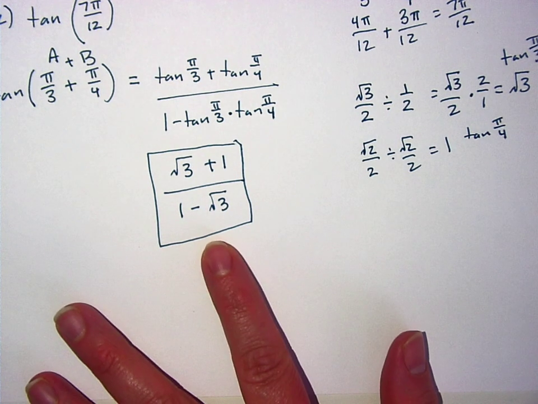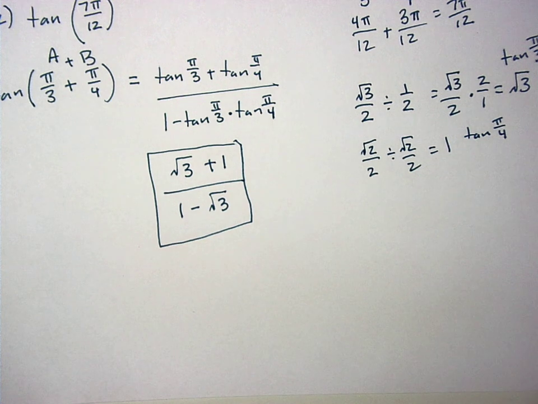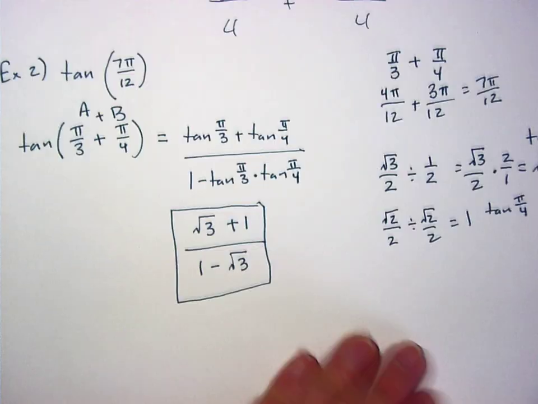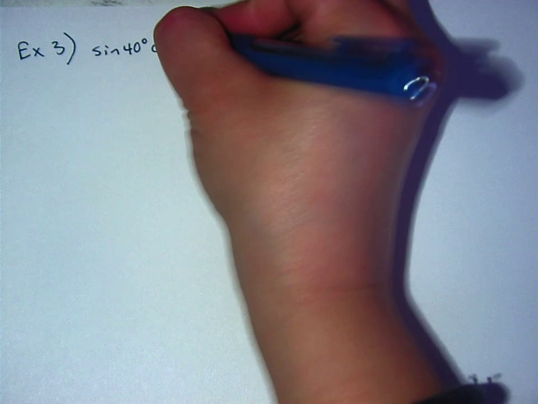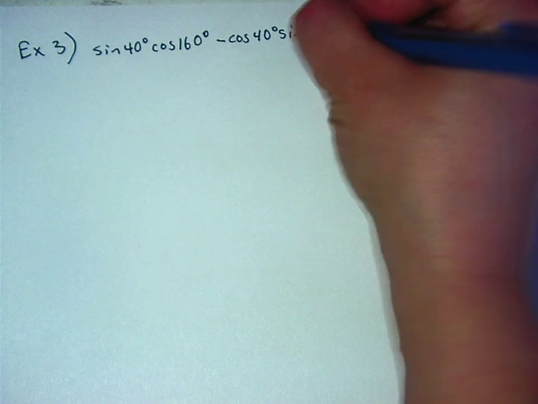So if you run into a problem like this in the book, I've actually rewritten all the answers in the book to reflect the poor math that I'm not going to do with the steps all the way, because I don't think it's needed. Okay, example 3. This homework actually is going to be very, very fast for you, I hope. All right, let's try 2 more. Sine of 40 degrees, cosine of 160 degrees, minus cosine of 40 degrees, sine of 160 degrees.